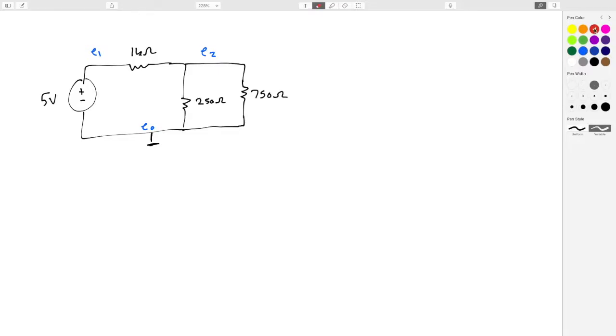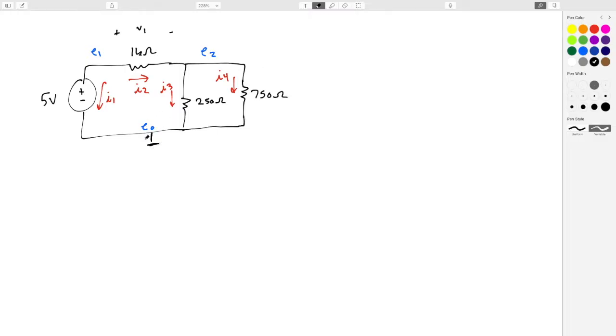Then let's go ahead and label our currents through each component. So let's call this I1. Let's call this I2. I'm going to call this I3, and then this I4. Now the voltage across each component can be expressed in terms of node voltages, right? So the voltage left to right across this 1 kilo ohm resistor, if we had a V1, that would be E1 minus E2. Or the voltage across the 750 ohm resistor would be E2 minus E0.